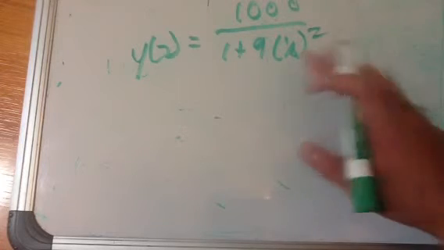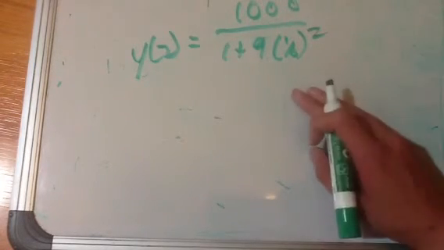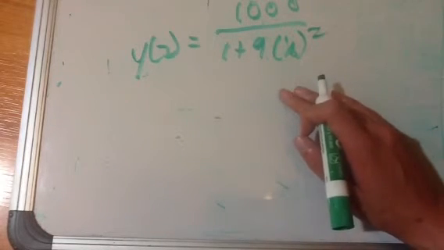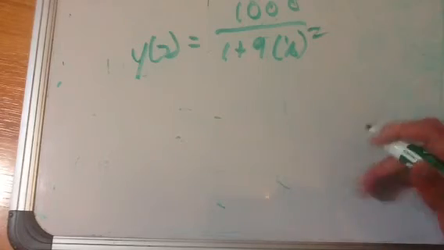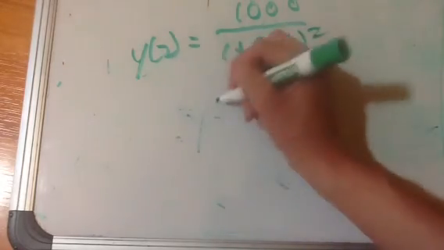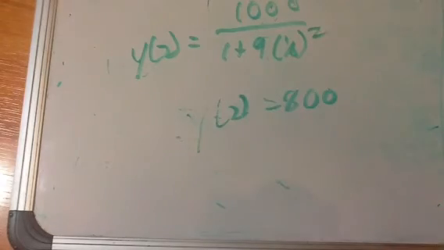Okay, so this is pretty easy to solve. 1/6 squared is 1/36. 1/36 times 9 is 1/4. 1 plus 1/4 is 5/4. 1000 divided by 5/4 is equal to 4000 divided by 5, and we get y2 is equal to 800. So there are 800 squirrels this year. Okay, so that's just a simple example of how to use logistic growth.